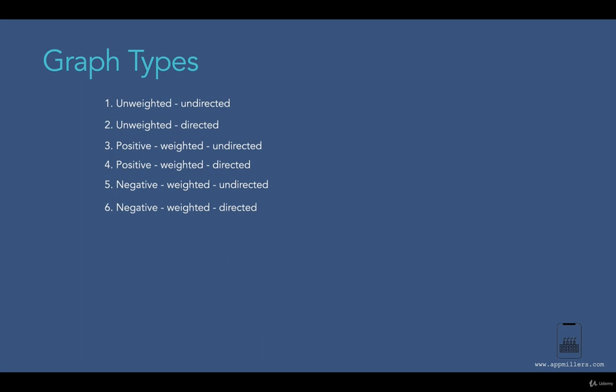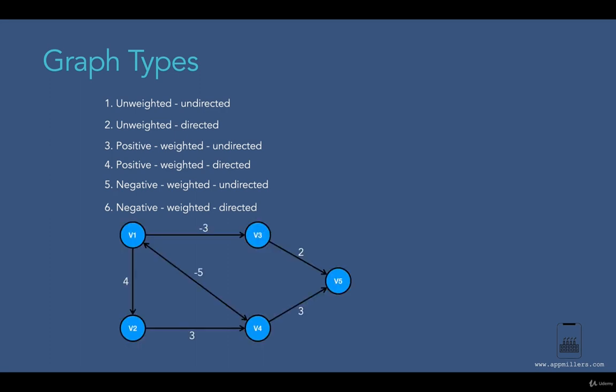The next type is negative weighted directed graph. Here again we should have at least one negative number. You can easily see that from v1 to v3 we have minus 3, and from v1 to v4 we have minus 5. This means that we have two negative numbers associated with the edges. So this is a negative graph, and since we have weights, it's called a weighted graph. It's a directed graph because these arrows show the direction.